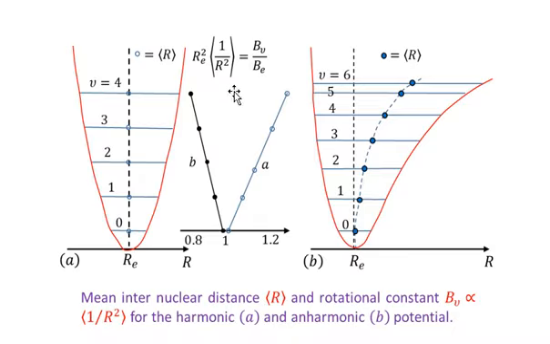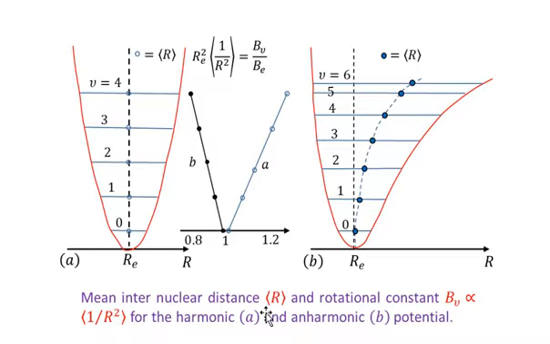And I have also depicted the value of Re squared multiplied by the average value of 1 over R squared, which is equal to the ratio of Bv to Be. These are the two constants which I have already defined in one of the previous lectures. So let me read the caption once more.